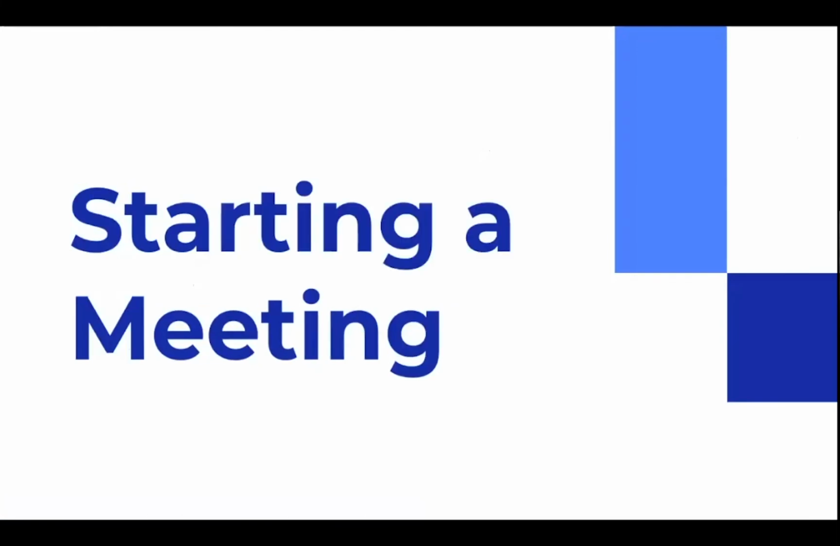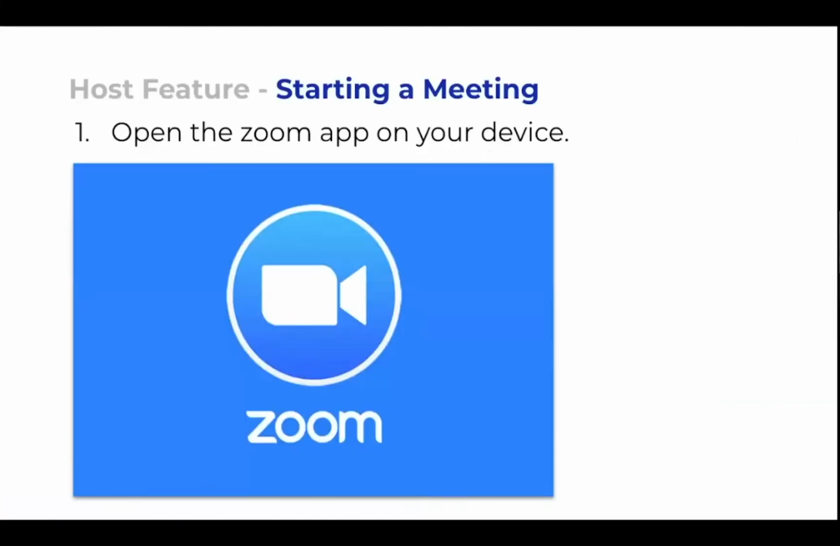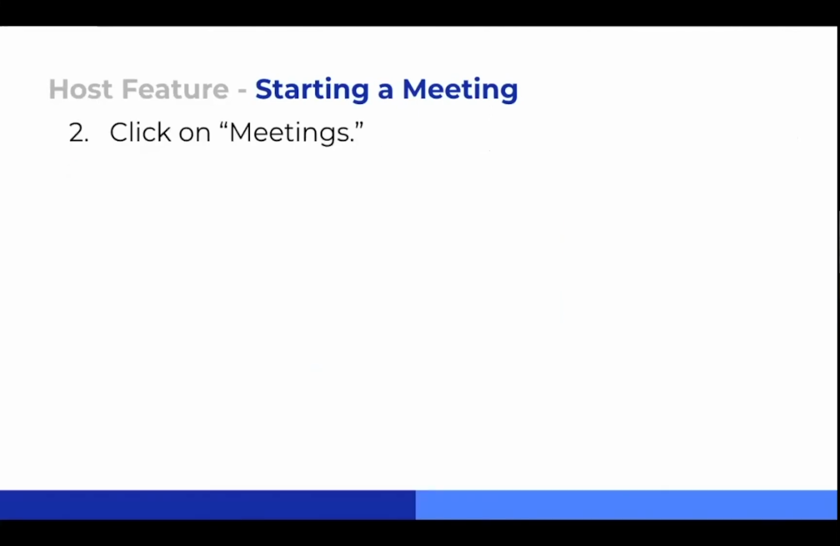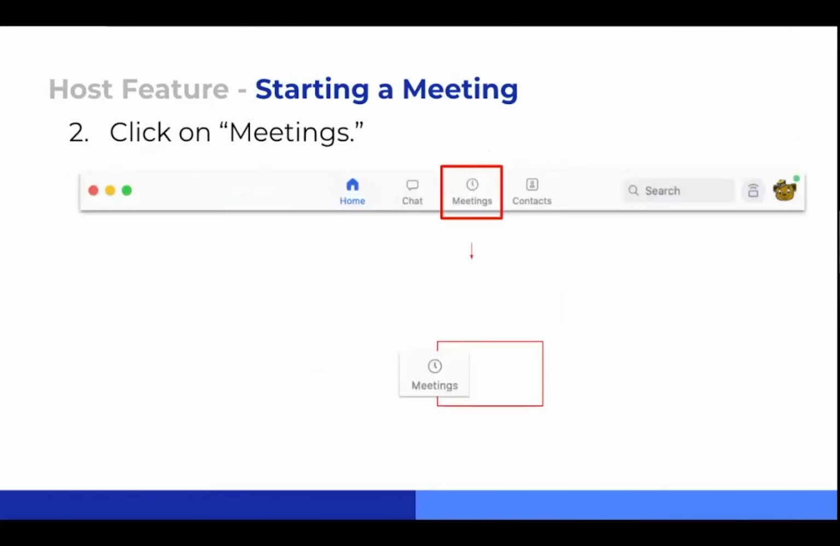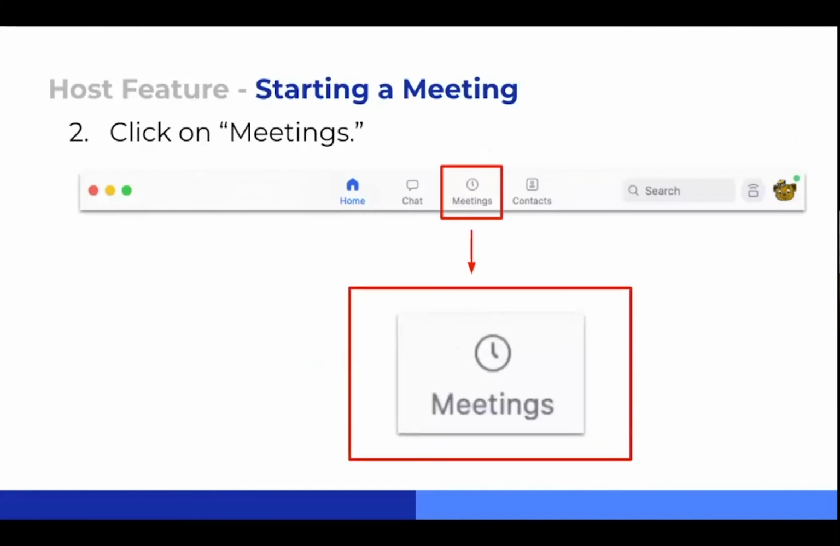As a host, you are able to begin a Zoom meeting. And the way that you begin a Zoom meeting is by first opening up your Zoom app on any device, your phone, your computer. After you open up your device, you will be able to see these 4 different icons: home, chat, meetings, and contacts.